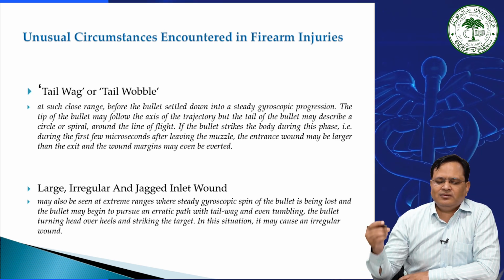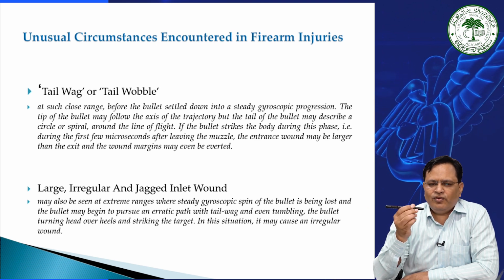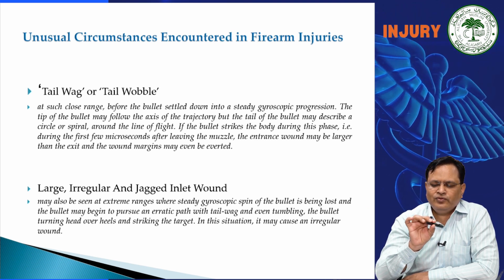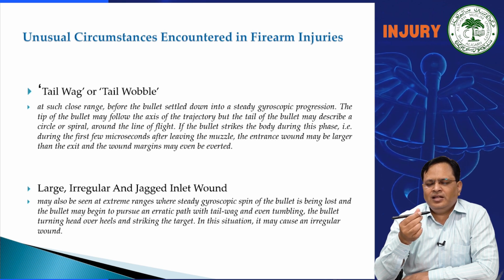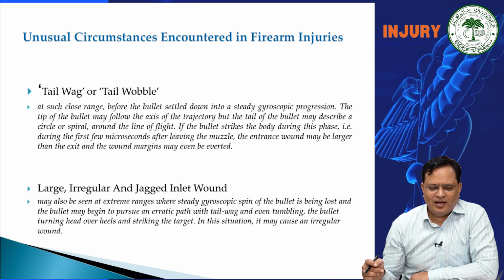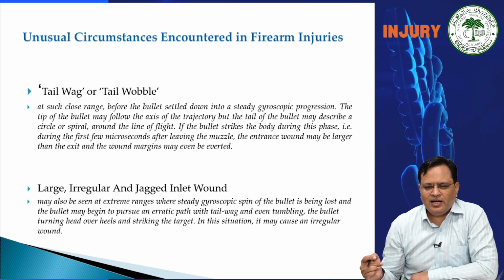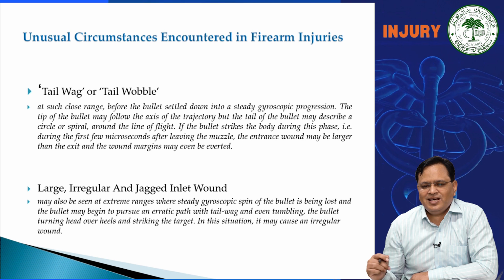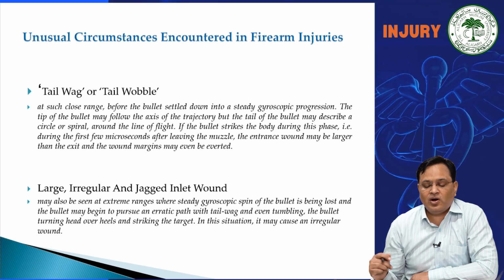This is the very initial phenomenon, tail wag. If it strikes the bone and the bullet moves like this, then the entry wound will be bigger. A large, irregular and jagged inlet wound may also be seen at extreme range where the steady gyroscopic motion of the bullet is lost.